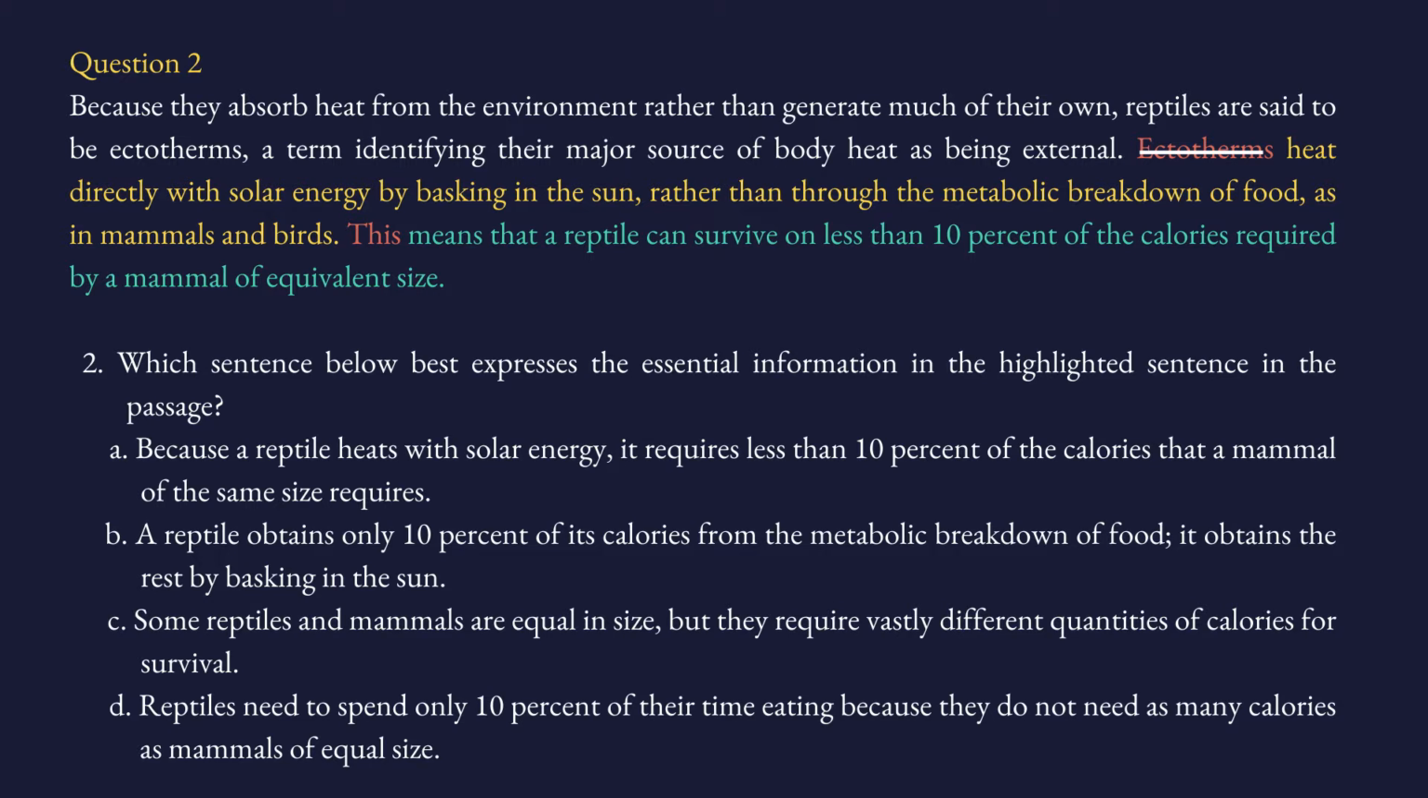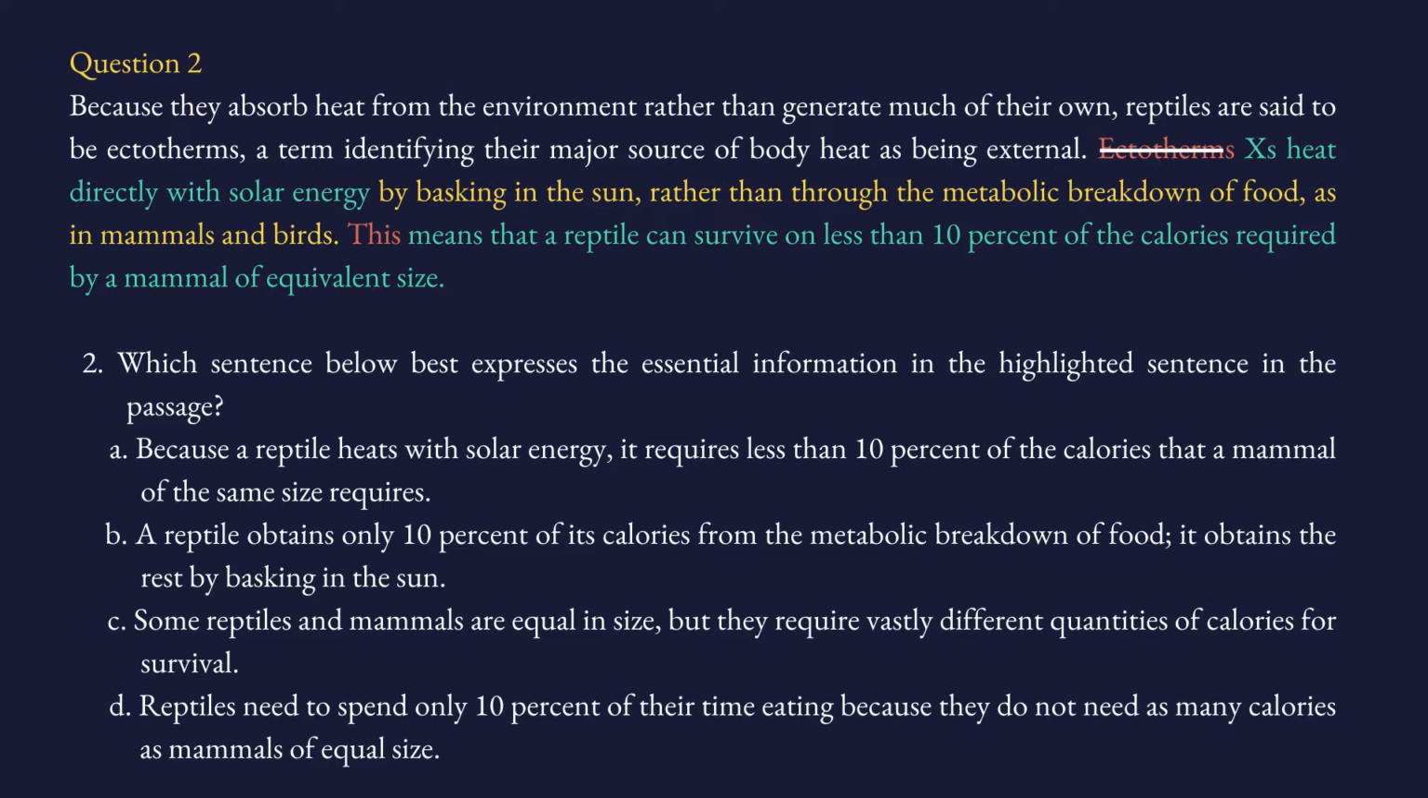I'm striking it through and I'm writing X. X heat directly with solar energy by basking in the sun. So they heat X's, reptiles. Those reptiles heat directly with solar energy. Have that in your mind. By basking in the sun, rather than through the metabolic breakdown of food, as in mammals and birds. So reptiles are opposite to mammals and birds. They don't do metabolic breakdown. They heat directly with solar energy.